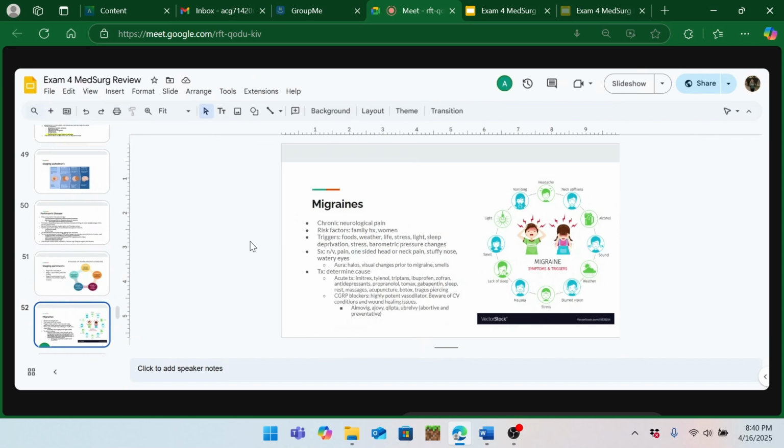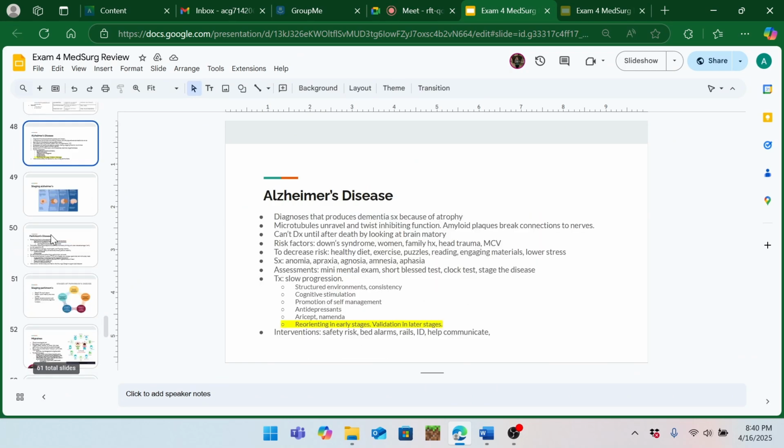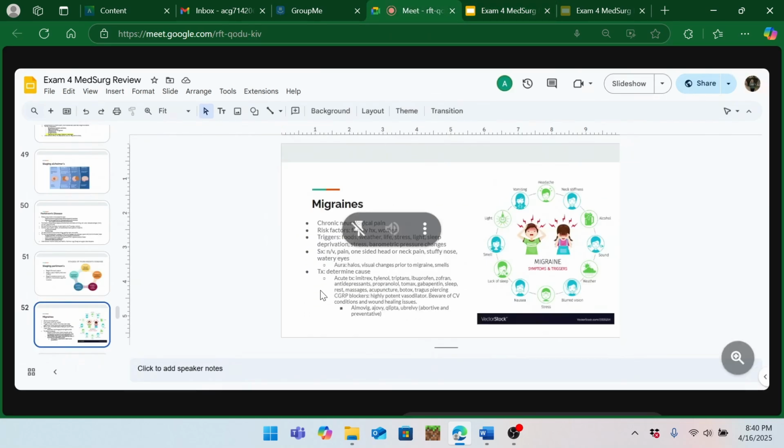Be familiar with what an aura is. People get auras before their migraine hits. They can see halos, vision changes. Sometimes, for me, usually I'll get a halo and then it'll just go black. Some people smell things. For treatment, you've got to determine the cause.